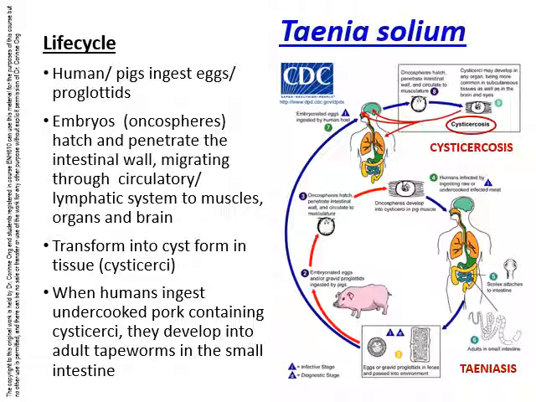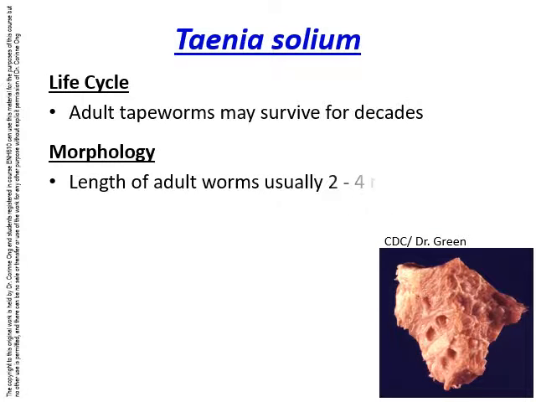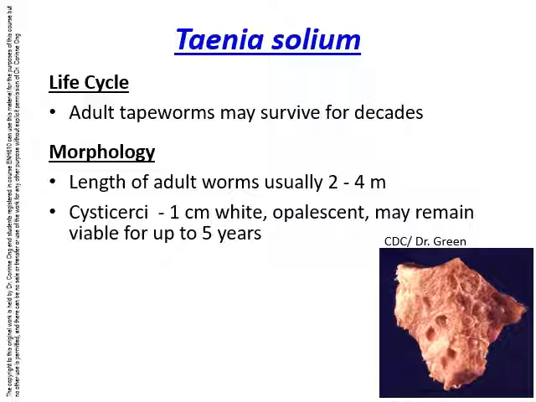When humans ingest undercooked pork containing cysticerci, they develop into adult tapeworms in the small intestines, and the condition is called taeniasis, as indicated in the bottom of the diagram. Adult tapeworms may survive for decades. They can grow to 2 to 4 meters or 6 to 12 feet long. The cysts, or cysticerci, may remain viable for up to 5 years.